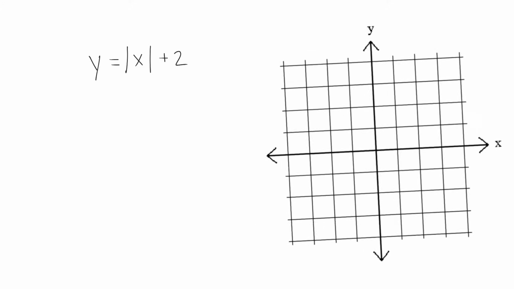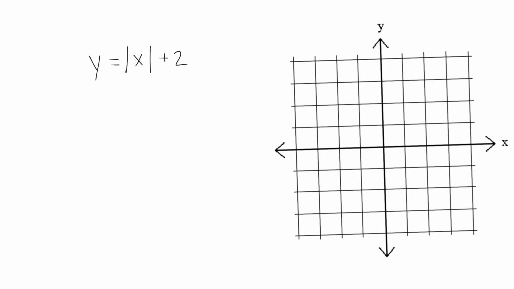What if we do y equals the absolute value of x plus 2? Now this looks a little bit different. And why does this look different? Because the plus 2 is outside of our absolute value, but that's okay. We are going to make our table of values as per usual. We're going to pick some negatives and some positives. So I'm going to pick -3, -2, -1, 0, 1, 2, 3.